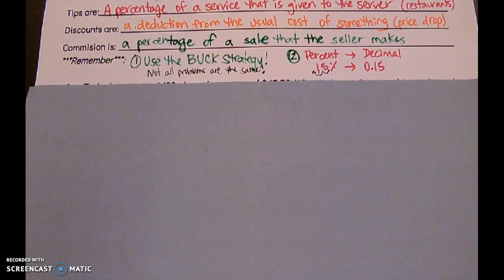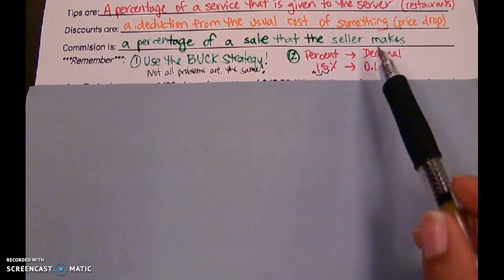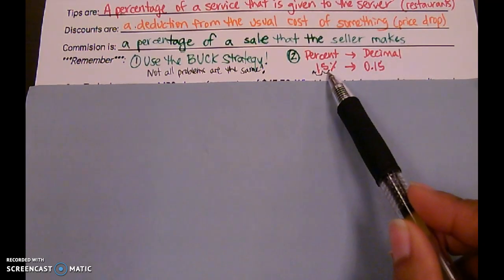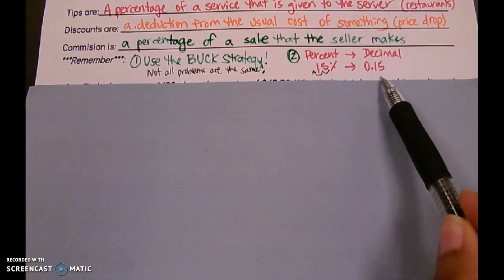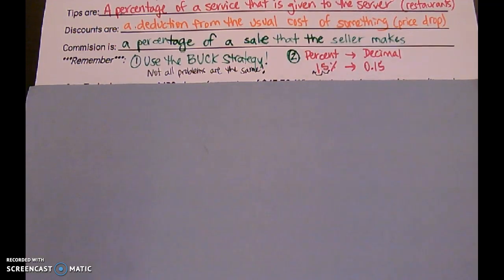Secondly, a lot of these problems are going to deal with percentages. So when it comes to changing a percent to a decimal, remember that we're just going to move the decimal place over to the left 2 times, and then that's going to give us our decimal version of the percent. Now let's jump into our first problem.